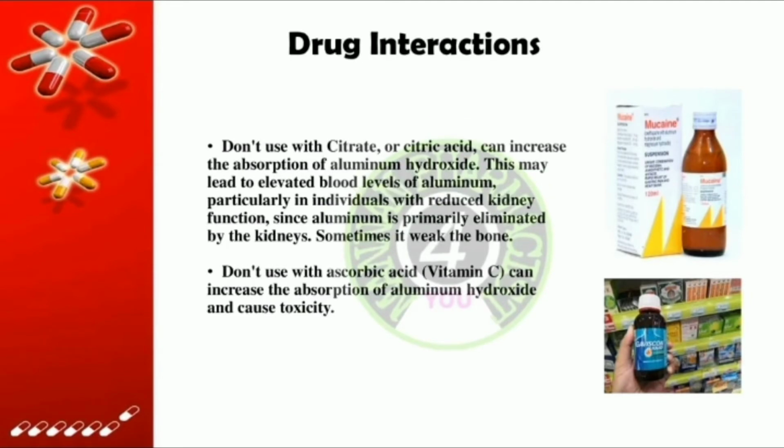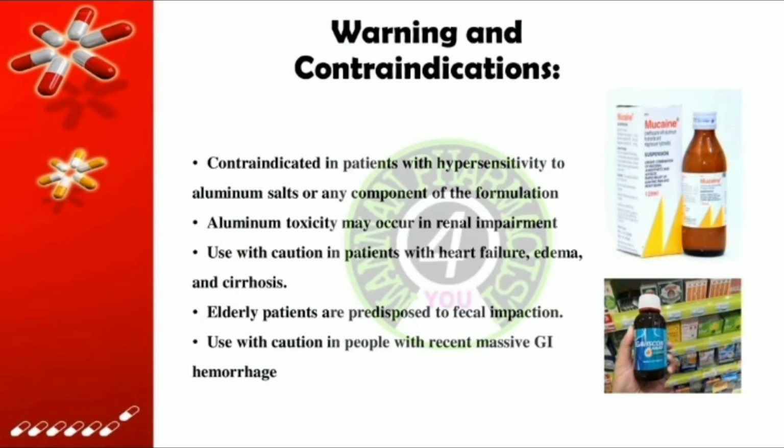Drug interaction: don't use with citrate or citric acid, as it can increase the absorption of aluminum hydroxide. This may lead to elevated blood levels of aluminum, particularly in individuals with reduced kidney function, since aluminum is primarily eliminated by the kidneys. Sometimes it weakens the bones. Don't use with ascorbic acid. Vitamin C can increase the absorption of aluminum hydroxide and cause toxicity.